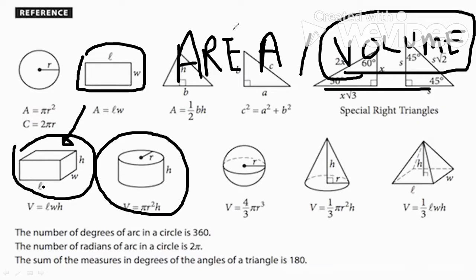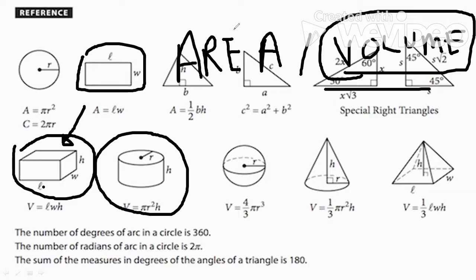So area is just the amount of space for a flat surface. The amount of space a flat surface takes up is called an area. Notice I stress the word flat. But volume is the amount of space it takes up for a three-dimensional figure, or what is contained.